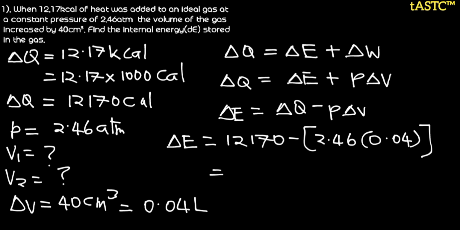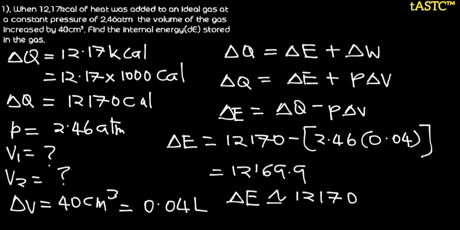So let us see what that is going to give. This is 12170 minus 2.46 multiplied by 0.04. That gives us 12,169.9. So in this case, we're going to see that approximately dA is equal to 12,170. Now, what does this actually tell us?